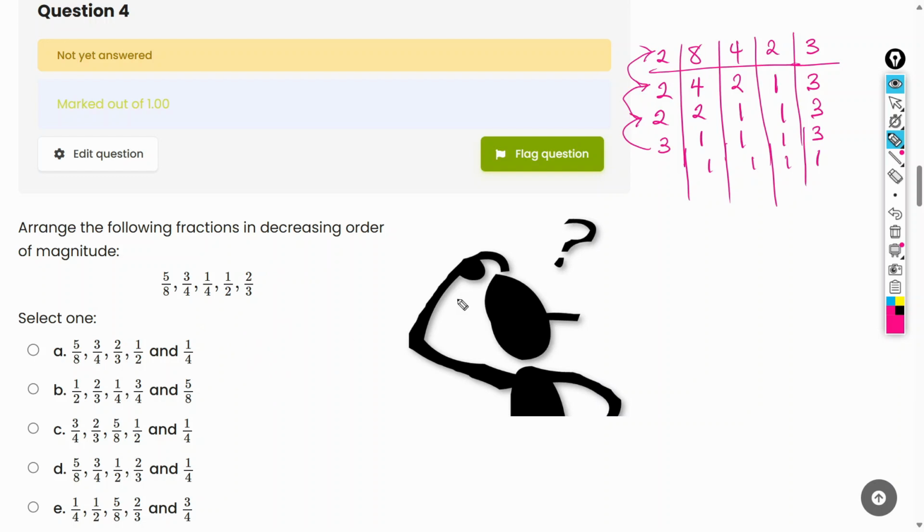So let me rewrite the fractions here. 5 over 8, 3 over 4, 1 over 4, 1 over 2, 2 over 3.